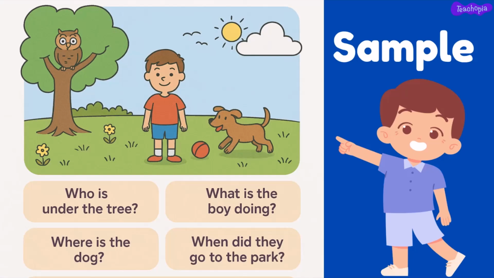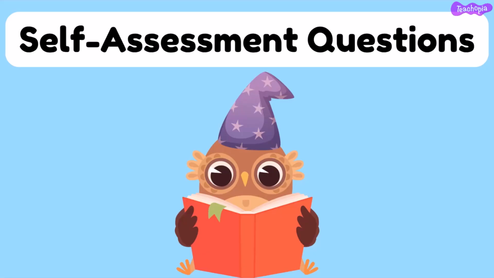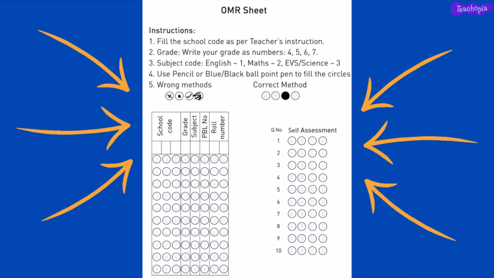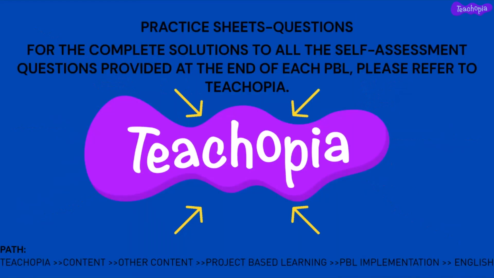Every PBL has a set of 10 self-assessment questions towards the end, and the learners are supposed to read the questions and tick or circle the right answers. And once they are done with it, they can go to the mark sheet and shade the correct answers using a pencil or blue or a black ballpoint pen. For the complete solution to all the self-assessment questions provided at the end of each PBL, teachers please refer to Teachopia, and the path is provided below.